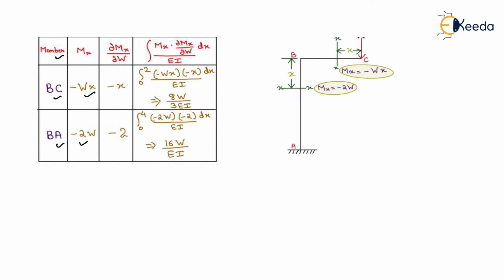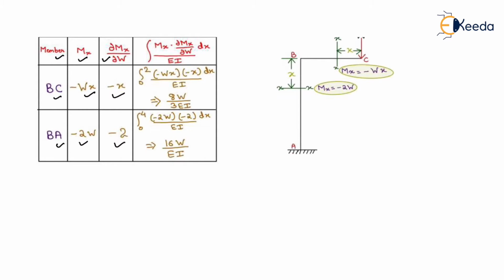Now we need to compute the value of del Mx upon del W, for which we need to differentiate the Mx equation with respect to W. So for span BC its value will be equal to minus x, and for span BA its value will be equal to minus 2.